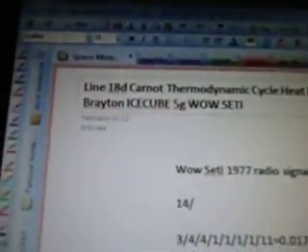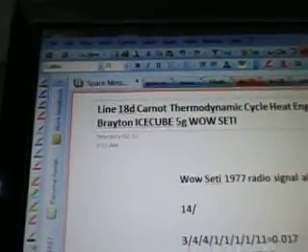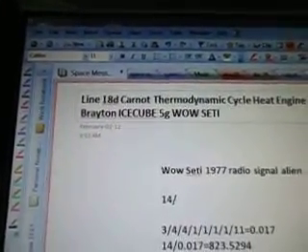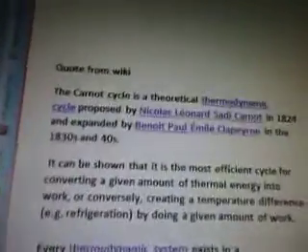Here's part 192, line 18d: Carnot Thermodynamic Cycle, Heat Engine, TS diagram, Brayton, IceCube, 5G, Wow! SETI. Here's the alien radio signal, and here's a quote from Wiki.